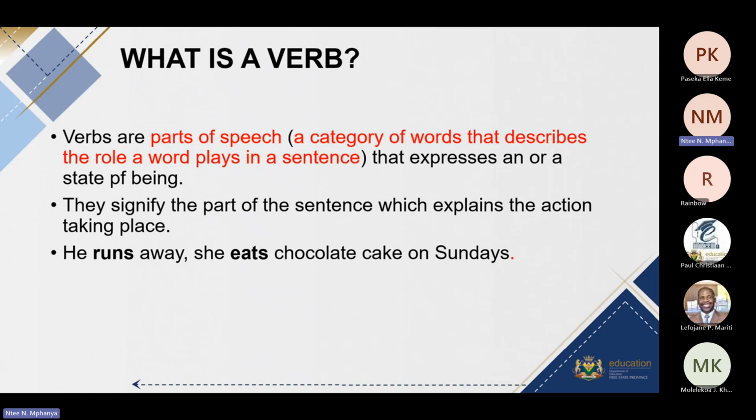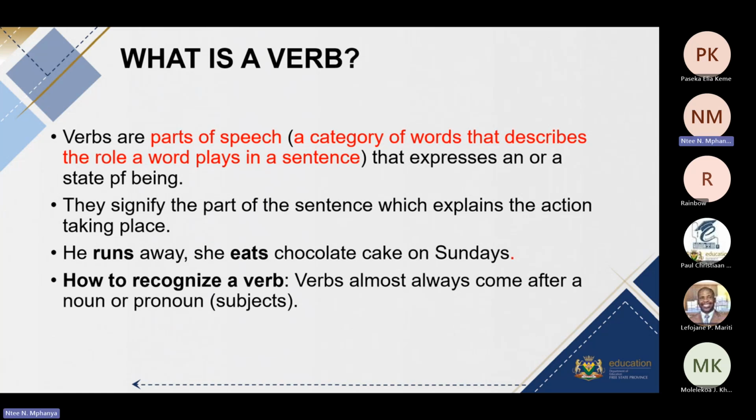For example, he runs away, she eats chocolate cake on Sundays. The two words there, runs and eats, are our verbs because they do what? They explain the action taking place. There are two actions taking place there. The first one is running, and the second one is eating. Therefore, these two words, runs and eats, are our verbs.